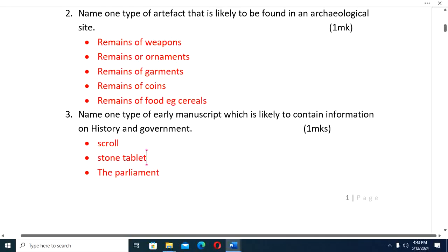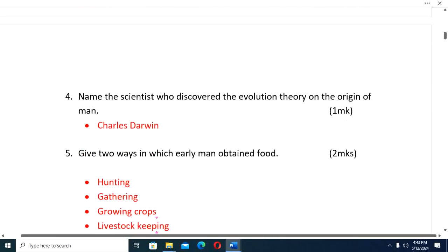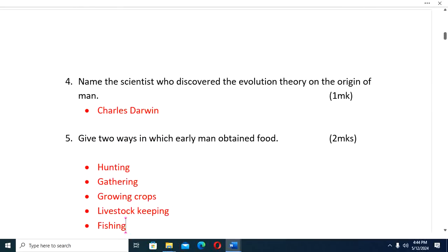Number 3, name one type of early manuscript which is likely to contain information on history and government. We have early manuscripts: a scroll, stone tablets, and then the parchment, not parliament but parchment. Number 4, name the scientist who discovered the evolution theory on the origin of man. That one is Charles Darwin.